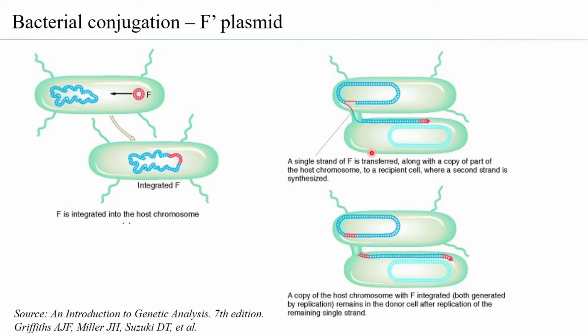It means what we understand is that in the recipient cell, you have duplication of the entire genome happening. So a copy of the host chromosome with the F integrated, that means the F prime, remains in the donor cell. It will always retain a copy, but another copy has been transferred to the recipient cell. What does this indicate? This indicates that you can have a bacterial gene getting transferred into another bacteria.